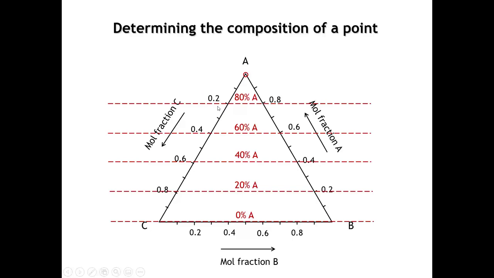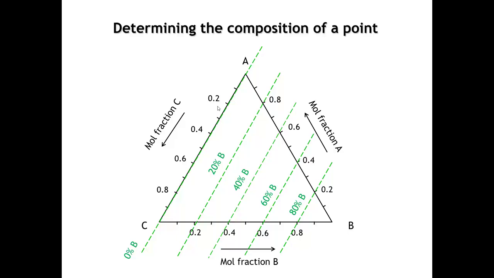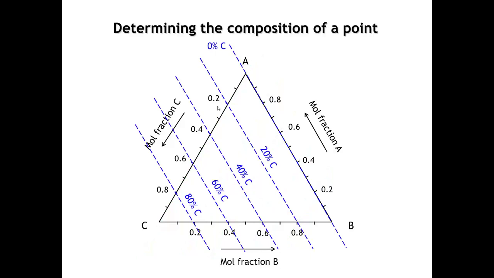Now, we could do the same thing for the other two components. If we were to look at the amount of B, we want to draw lines that are parallel to the AC side of the triangle. And here you can see the lines of constant B. It's analogous for C. In that case, the lines of constant C are parallel to the side of the triangle that represents the mixture of A and B, right?